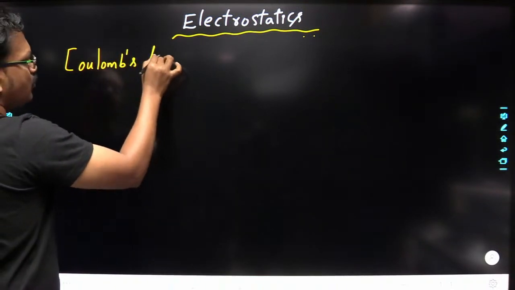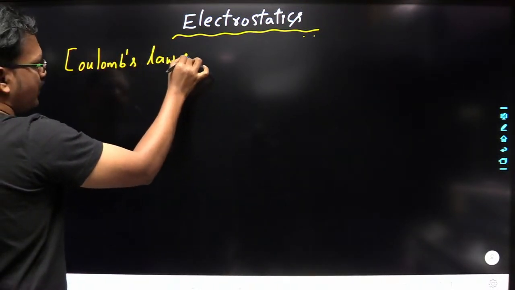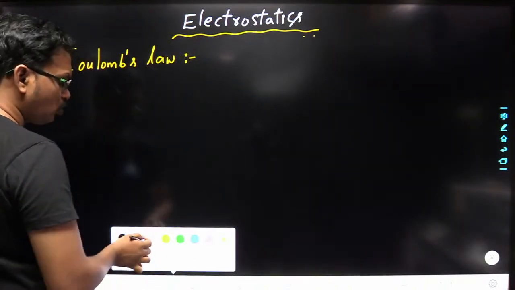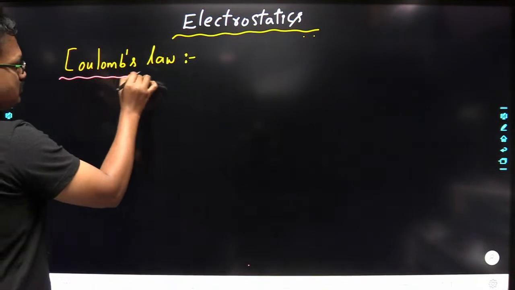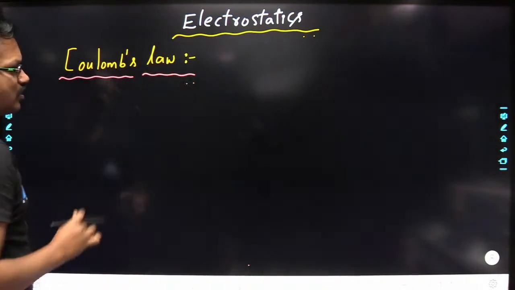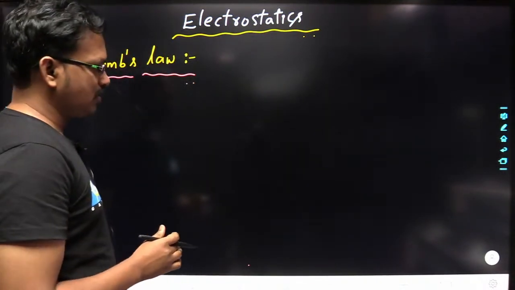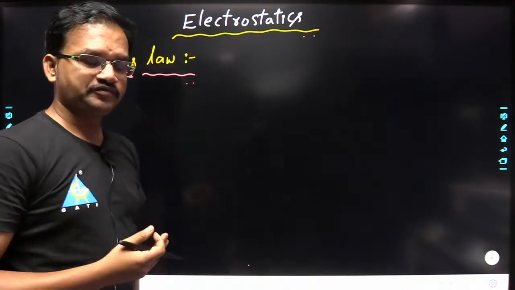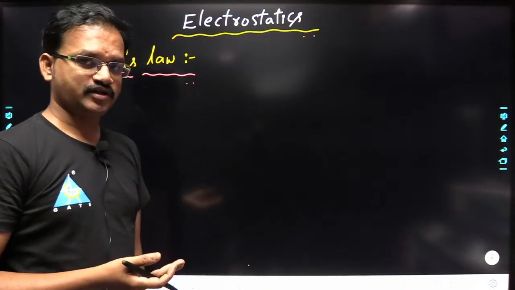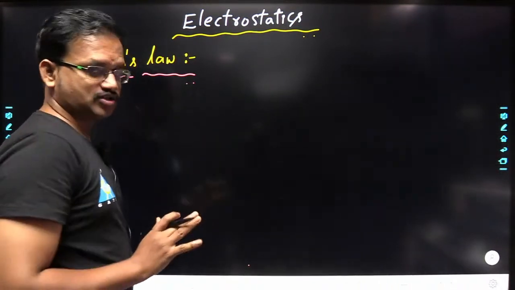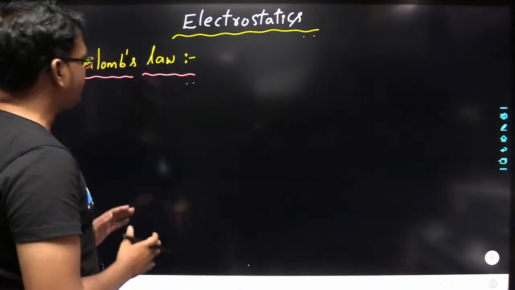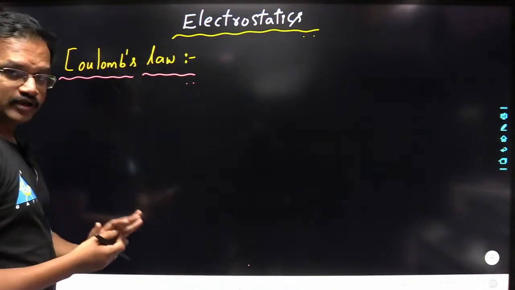So here I am going to explain how to write the magnitude and how to write the direction. You can easily understand how to write the magnitude, and students generally have some confusion while representing the direction. That will also be clarified once we complete this lecture. Everything will be clarified once we complete Coulomb's law.